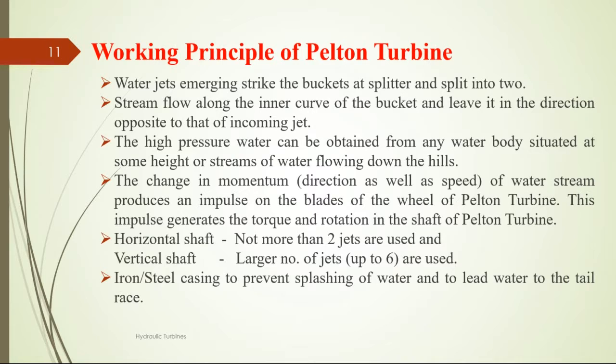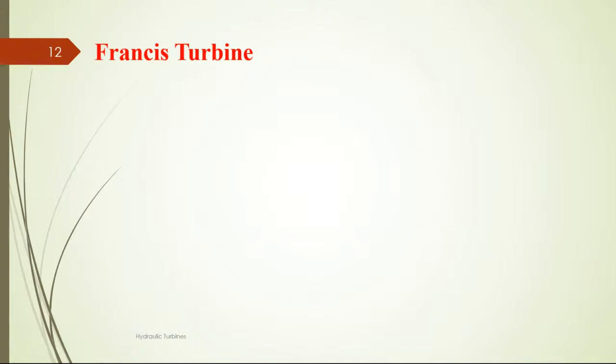The change in momentum of the water stream produces an impulse on the blades of the wheel of the Pelton turbine. This impulse generates torque and rotation in the shaft of the Pelton turbine. In that, again, it is divided into two types. First one is horizontal shaft, where not more than two jets are used, and second one is vertical shaft, where a large number of jets are used.